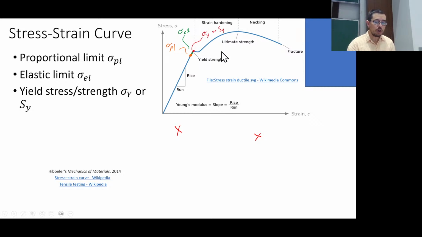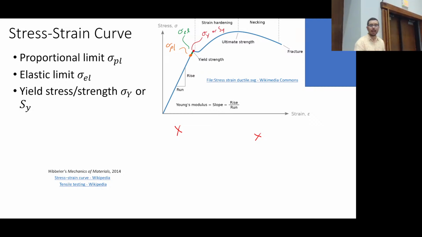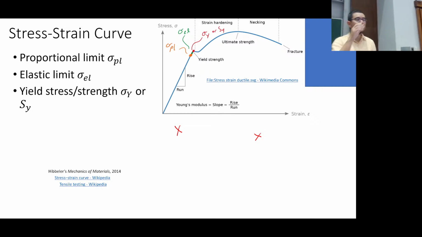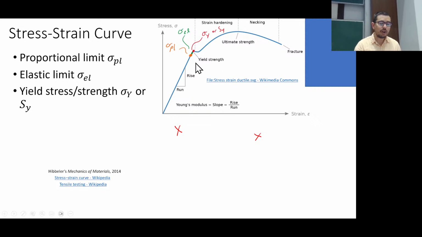If you go up to the elastic limit, and then you go beyond that a little bit to the yield stress, or the yield strength, you may not get exactly to where you started. To be honest, we're not. If you do the mechanical properties course, they'll go into more of the details of what's going on here.